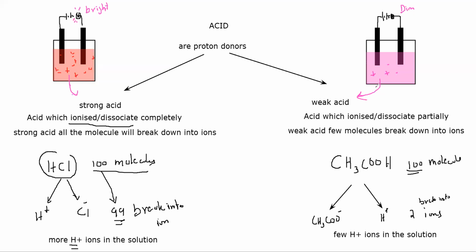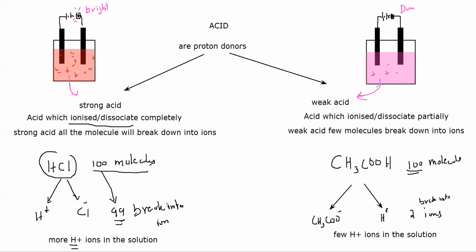So what you can do is electrolysis. You can pass the current through a solution of acid. If the lamp is brighter, or giving high intensity light, it shows that the acid through which you are passing the current is a strong acid.